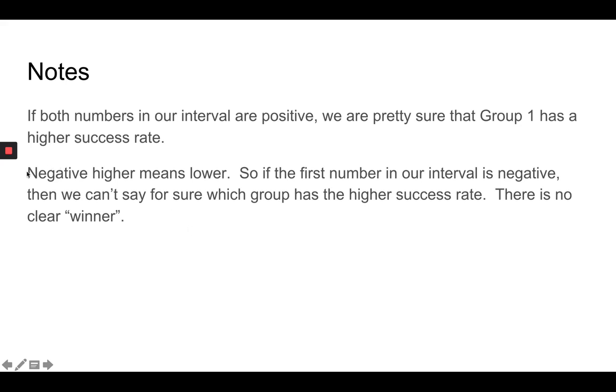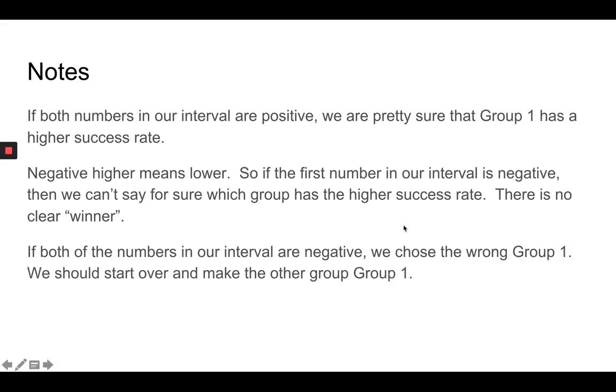Now, think about this for a second. If I get a negative number, we're always measuring how much higher group one is than group two. What does it mean to be negative higher? Negative higher would be lower. So if we get a negative and a positive number for our interval, then negative means group two might have been higher because group one is negative higher. A positive means group one was higher. So if we get a negative and a positive, we can't say for sure who actually had the higher success rate. There's no clear winner.